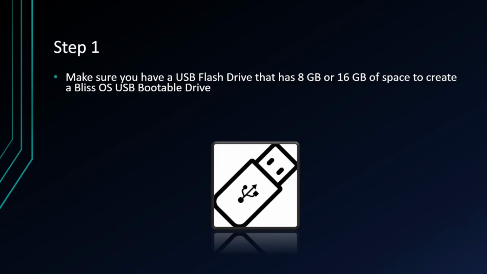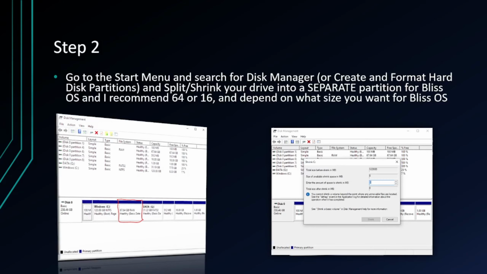Step 1. Make sure you have a USB flash drive that has 8 GB or 16 GB of storage to create a bootable installation USB of Bliss OS.